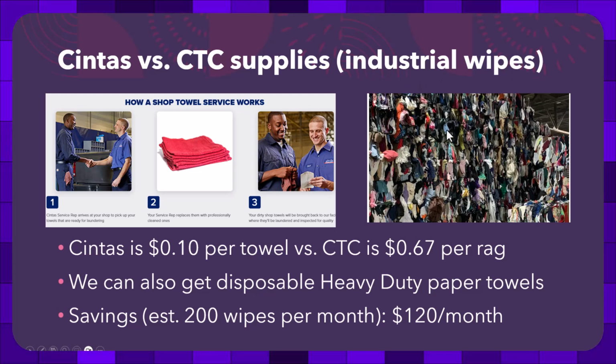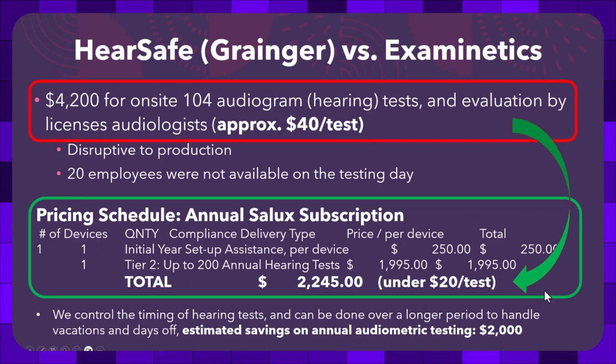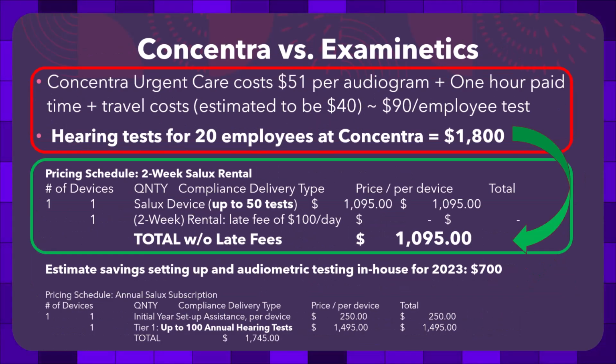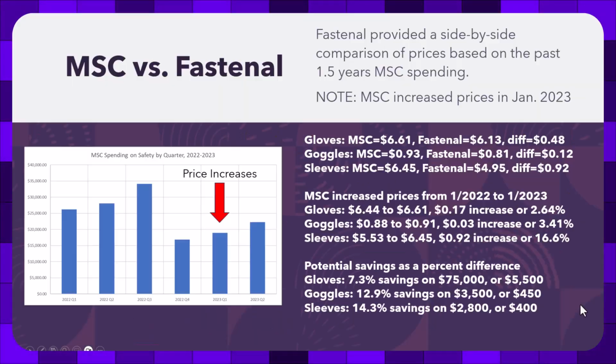Here's the rags. They currently use a local group that just got torn up clothing, and they cut it up and sold it for a lot. Quite the business. We could easily make money on that. Doing in-house audiometric testing would save a lot of money and give us more control. It'd be less obtrusive to production. And I didn't even work out what that would be. But there's plenty of savings by doing it this way.